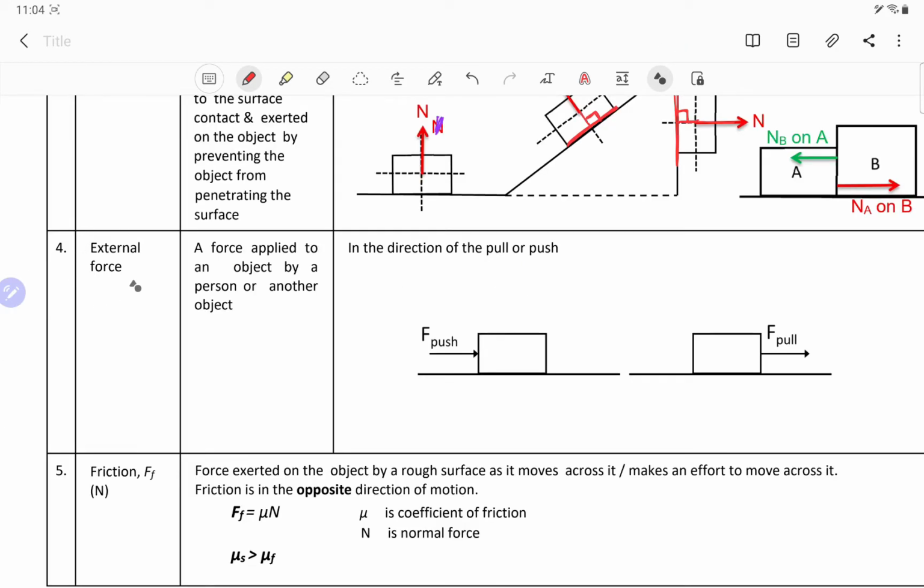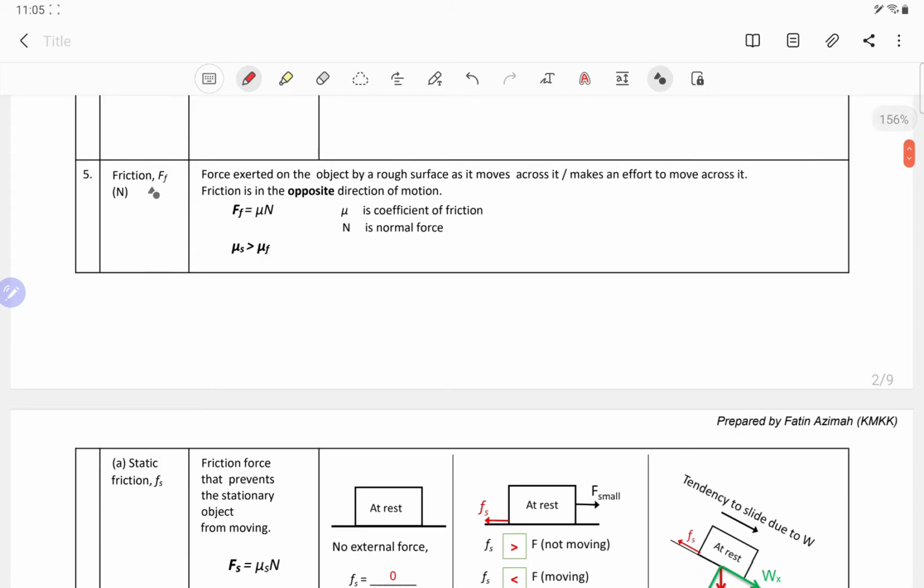And then external force could either be pull or push. Next we go to friction force. Force exerted on the object by a rough surface as it moves across it, or makes an effort to move across it. Friction is in the opposite direction of motion. So dia kata dia adalah force yang dikenakan pada objek yang bergerak pada permukaan yang kasar.